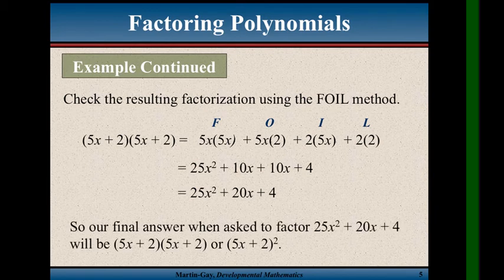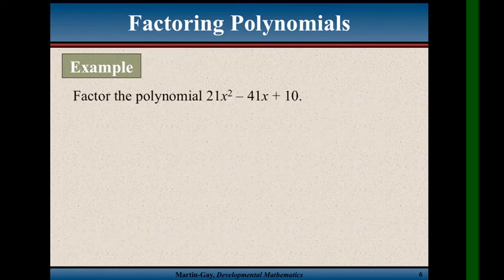So our final answer when asked to factor 25x squared plus 20x plus 4 will be 5x plus 2 and 5x plus 2, or 5x plus 2 raised to 2. Example: factor the polynomial 21x squared minus 41x plus 10.